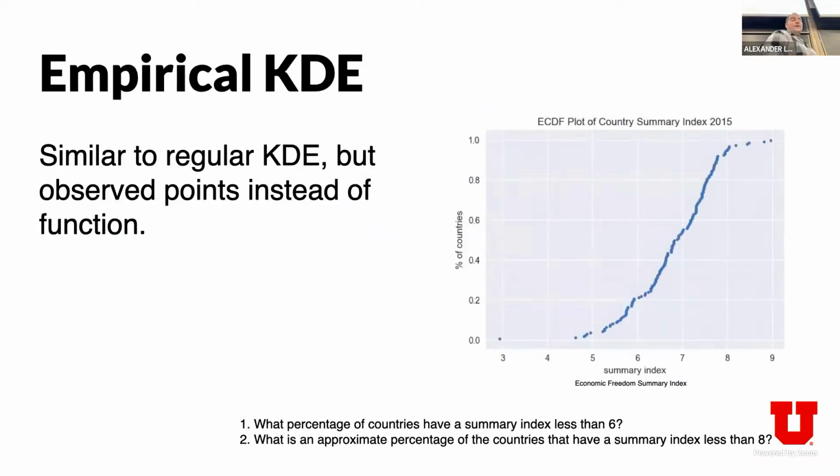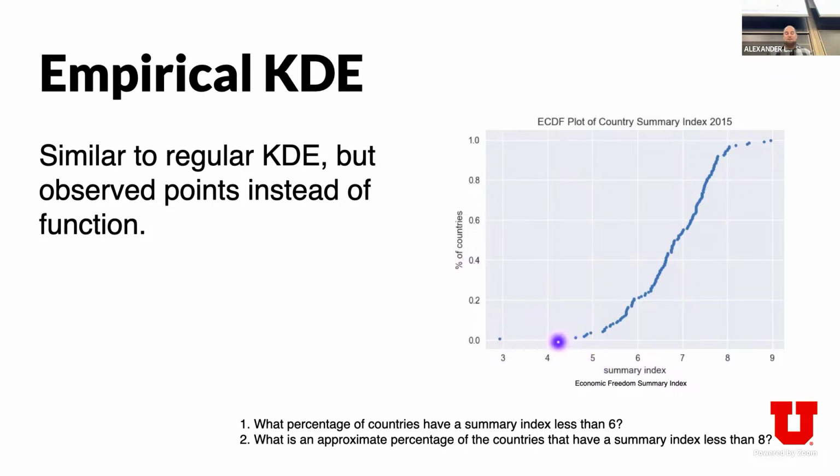And then you can use an empirical KDE. And that's just a simple version of the cumulative KDE plot. You don't have to do anything like converting it to some kind of distribution function. Here, we simply just plot the points, right? So we plot the observed points instead of the function. And this here is an example of which countries get some kind of economic freedom summary index. So how freely can people invest and run the economy. And each country here is one dot.